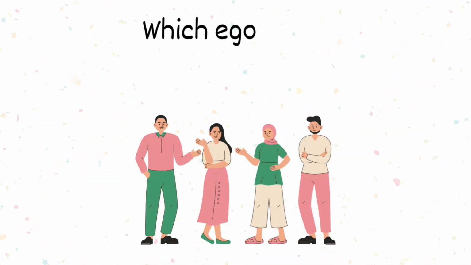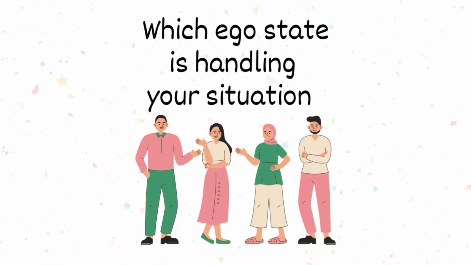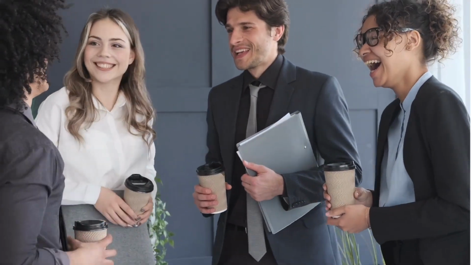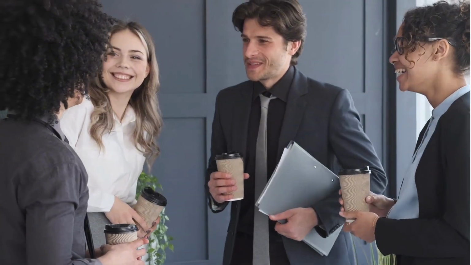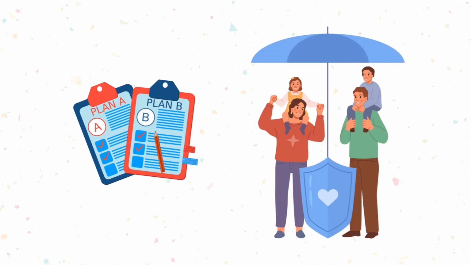Every interaction we have, whether it's with others or with ourselves, can be understood in terms of which ego state we are operating from. TA helps us identify and modify these interactions to improve our relationships and overall well-being. Now let's introduce another critical concept: life scripts. Think of a life script as an unconscious life plan shaped by early messages from parents and caregivers which guides our actions and decisions throughout life.